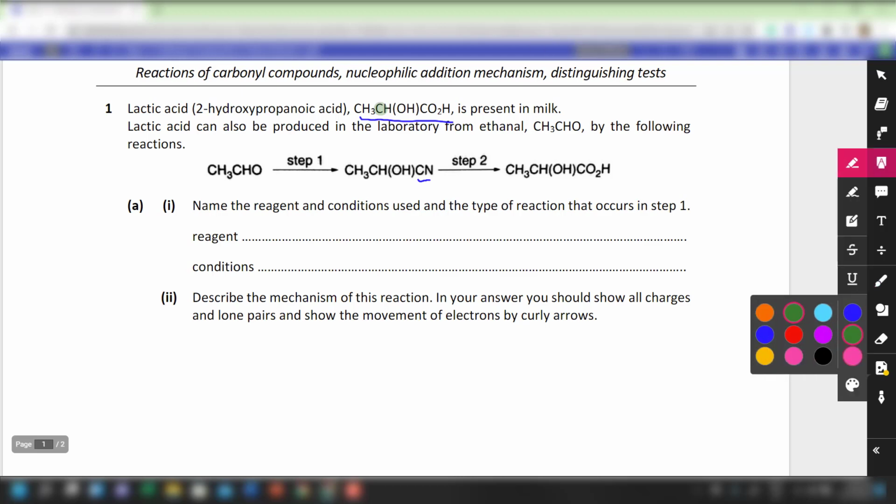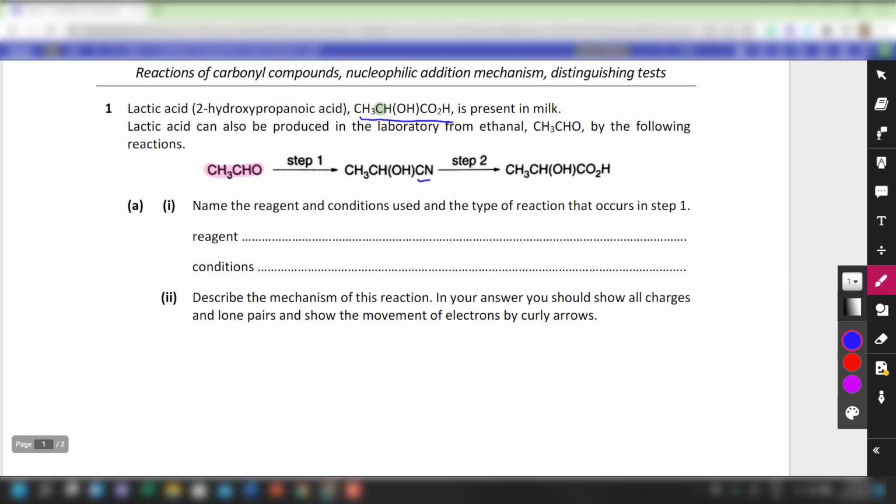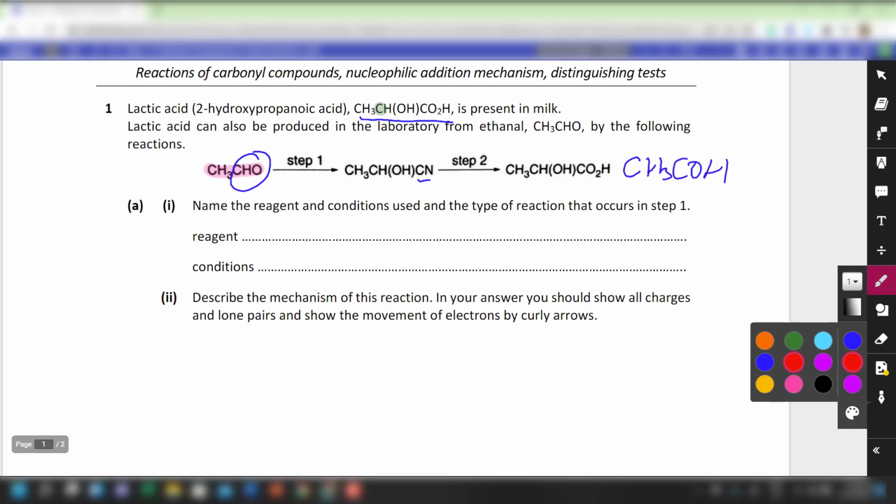Just to let everyone know that whenever a formula is written as CH3CHO, CHO represents the aldehyde functional group. So please do not write aldehyde as CH3COH. This is incorrect. If you want to write an aldehyde out, it should be written as CH3CHO.